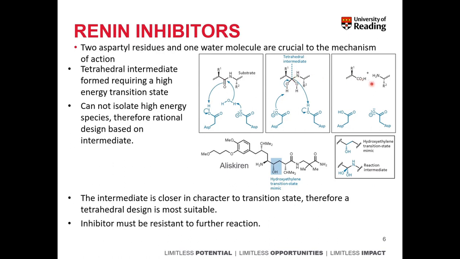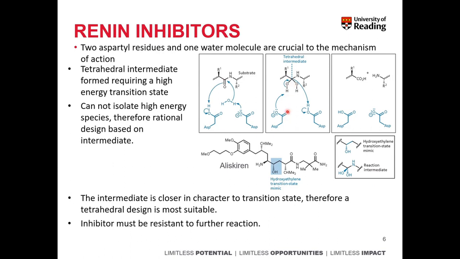And you can see here we have the peptide bond broken, and the original two aspartic acid side chains have been regenerated. Now it's the tetrahedral intermediate here that is key to the design of the transition state analogue. This transition state is a very high energy transition state. It's not particularly stable, and so what we can't do is isolate this transition state on its own. We need to rationally design a molecule that is based on what we know about this intermediate.